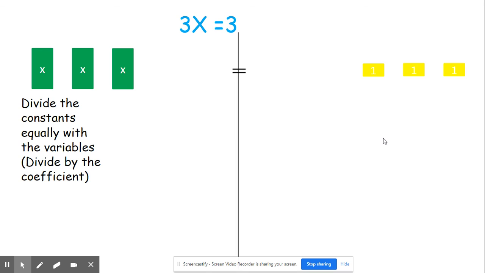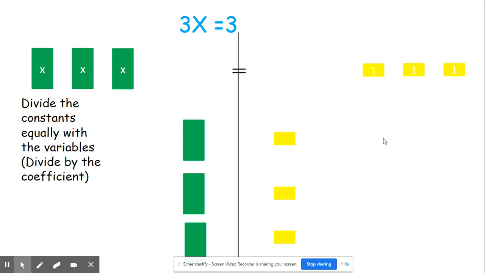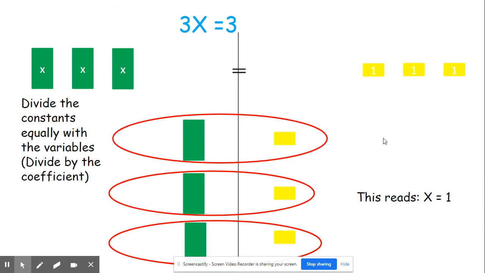So 3x equals 3. Now I have to divide them, so I'm going to get 1x equals 1. Boom, boom, boom.